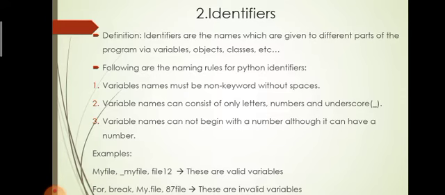Third, variable names cannot begin with a number, although they can have a number. Whenever you define a variable, it cannot start with a number. Like you cannot define a variable as 39file. That is a wrong definition of a variable. Here are examples like myfile, _myfile, file12. These are some valid variables.